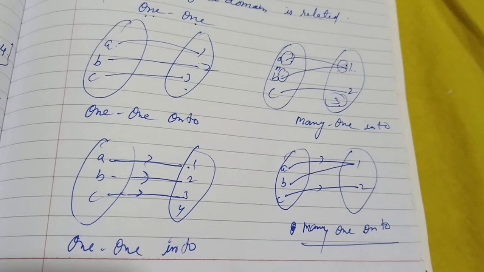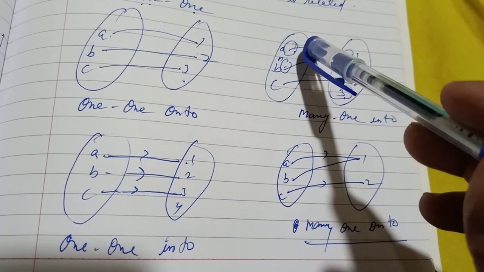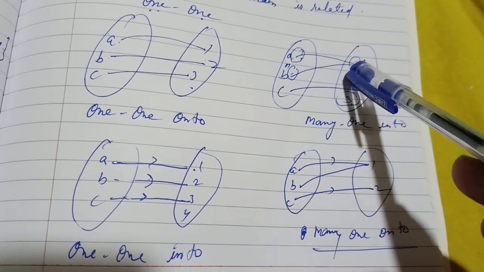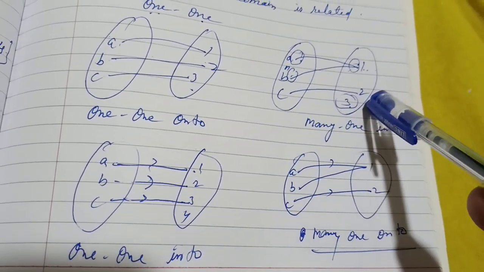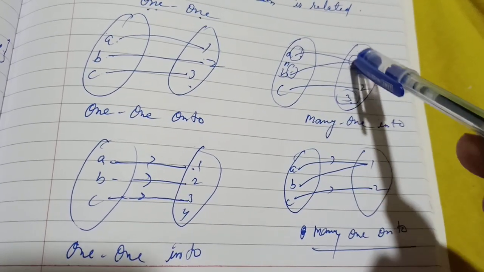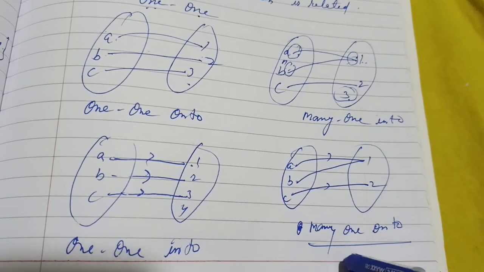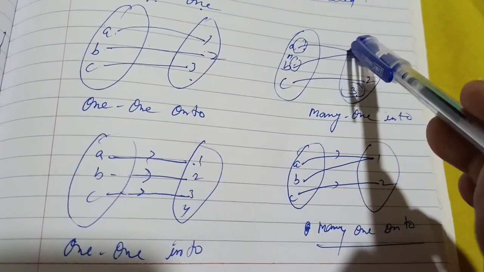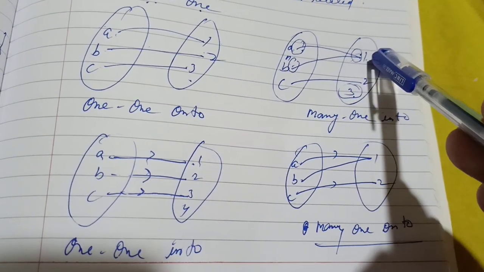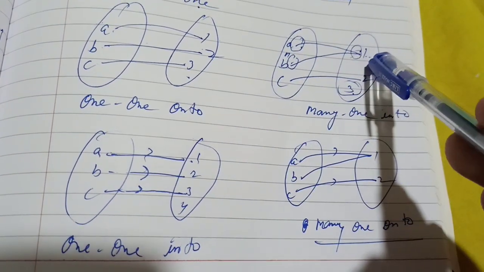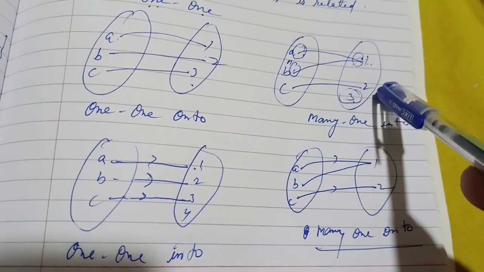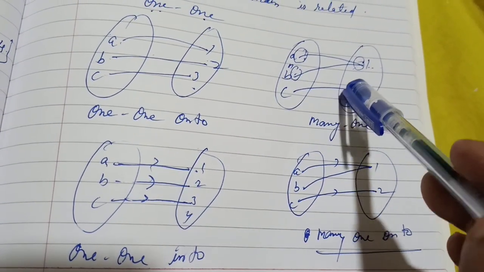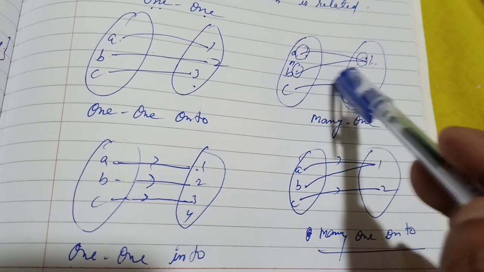We have also written an example where A is related to 1 and B is also related to 1, but C is related to 2 and 3 is vacant. That means this is an into function. But which type of into? Many elements of the domain are related with a unique element of the codomain, therefore this is many-one. So that type of function is called a many-one function. Many-one into function. Why into? Because 3 is not related to any element.